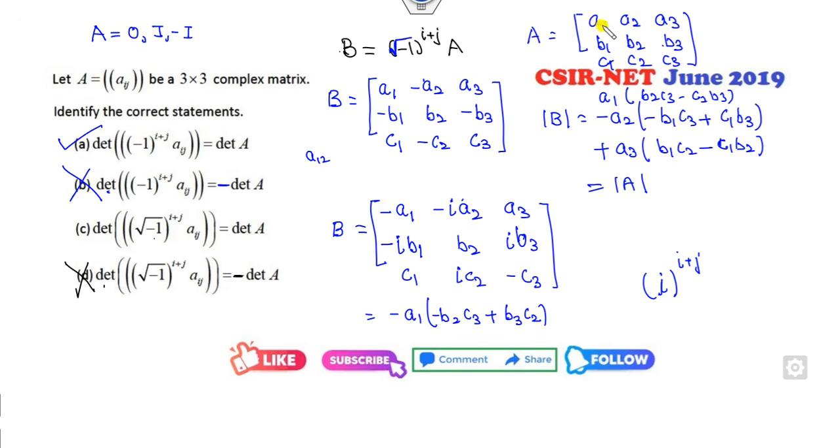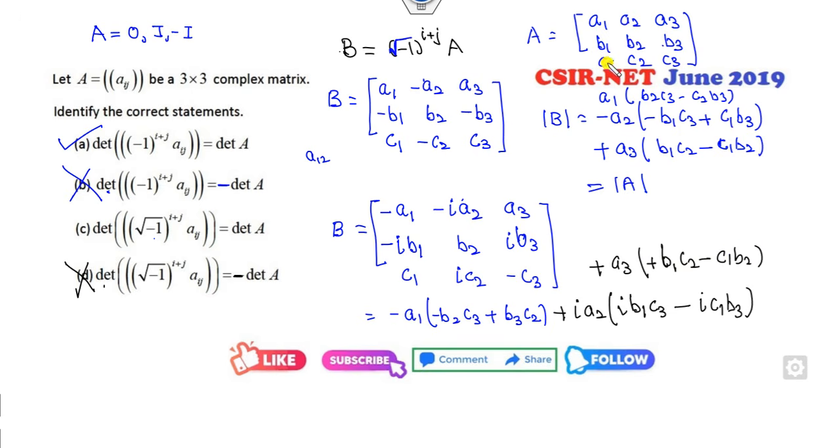Look at the first pair, a1. If I take a minus common, then it is satisfied. Then you can check the second pair: a2, plus iota b1 c3 minus iota c1 b3. I can take iota common, minus b1 c2, satisfied. Plus a3, minus iota squared, that's plus 1, b1 c2 minus c1 b2. This is the same as determinant of A. A and C are the right answers.